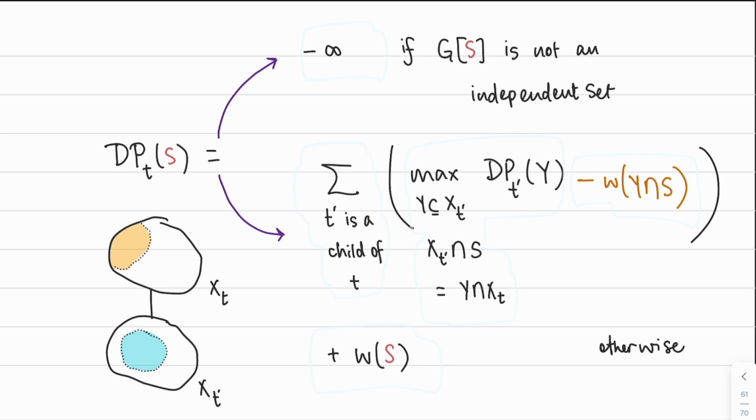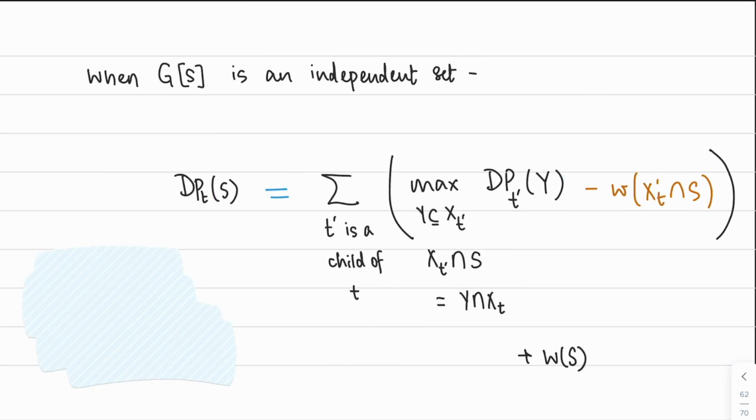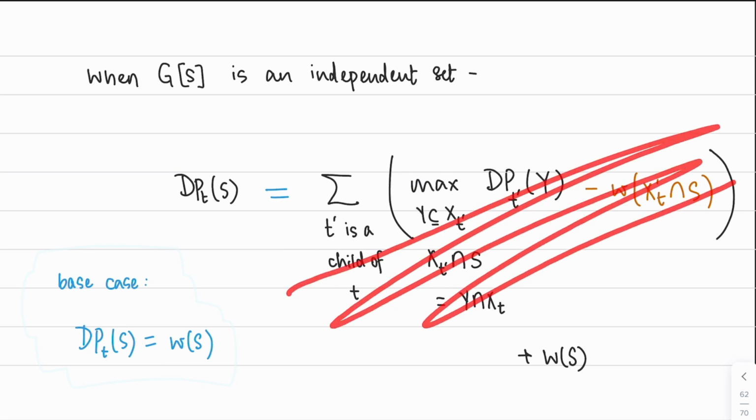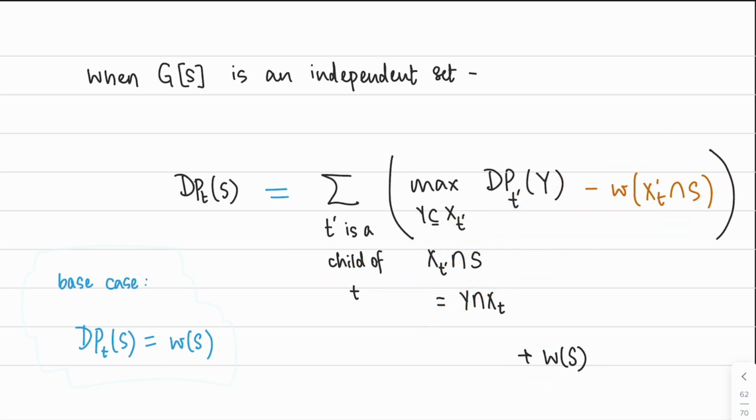The way I'm going to try and reason about this is to say that this is an equality that we are trying to argue. Notice that this equality is completely straightforward when it comes to the base cases, because in the base cases, this is really an empty sum that we are looking at. There is no t prime that is a child of t, so this whole term goes away, and what we are left with is simply the weight of the set S, provided S itself is independent. Now, it's really transparent that that's exactly what we expect this value to be at the leaves. So we are good on the base cases.